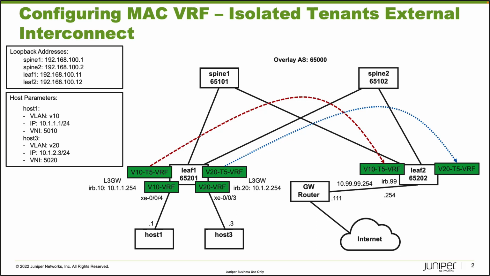And then we have the v10 T5 VRF and the v20 T5 VRF on leaf 1. Those MAC VRFs connect into the T5 VRFs so that T5 routes can be shared and connectivity can happen for them outside of their own individual subnets. You also see here that the v10 T5 VRF has the IRB 10, which is 10.1.1.254, and the v20 T5 VRF has the IRB 20 interface, which is 10.1.2.254.